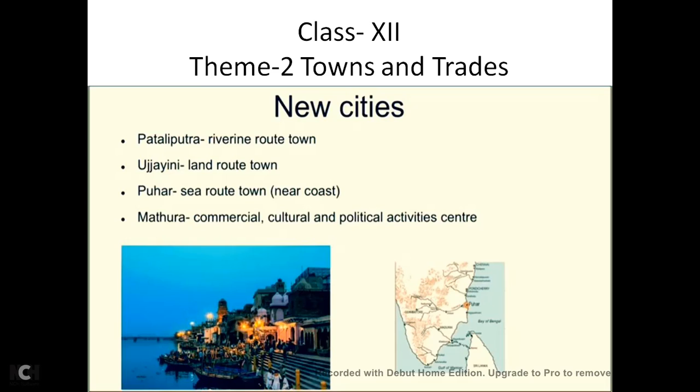Then Ujjaini. Ujjaini was along the land route. Then Puhar, which lies in the southern side of India. Here you see in this map, Puhar was near the coast from where the sea route began. Then many cities like Mathura, which lies in the northern side in UP, were at this time bustling centers of commercial culture and political activity. So these were the main cities from where the trade continued.